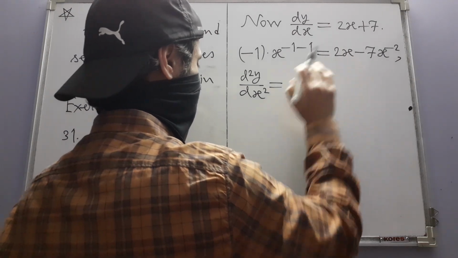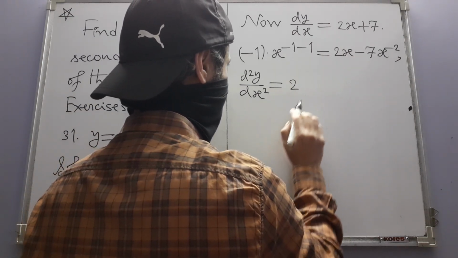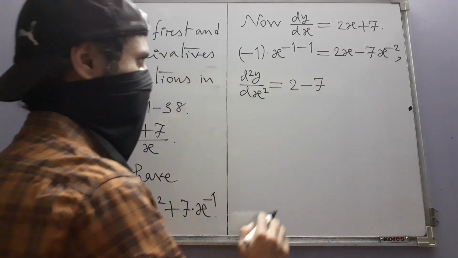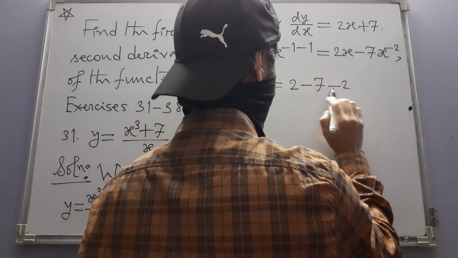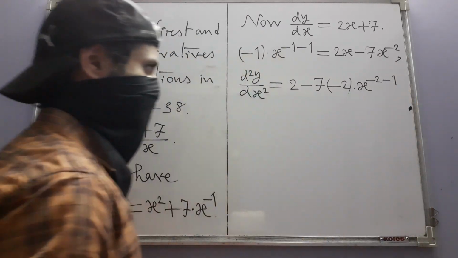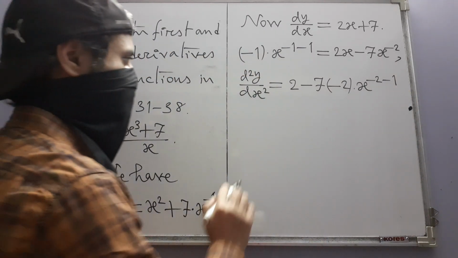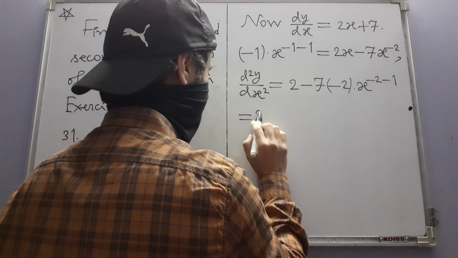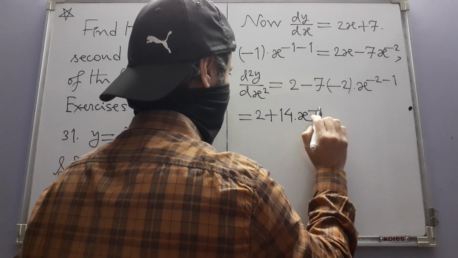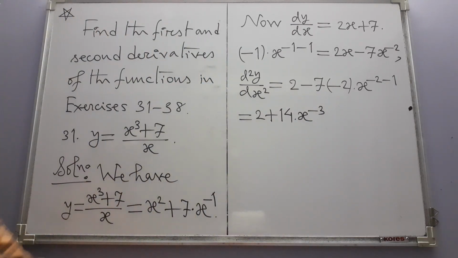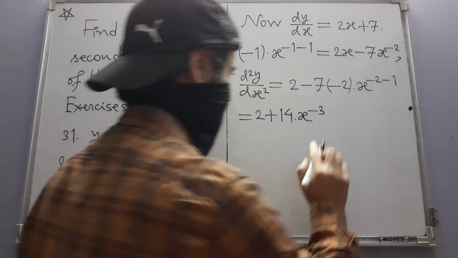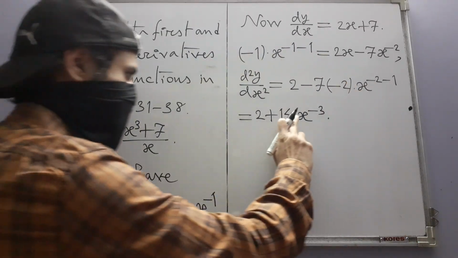So differentiating 2x, we will get 2 minus 7, and now again we once more apply the power rule. So the minus 2 comes down and then it becomes minus 2 minus 1. So that way we get 2 plus 14 times x to the power minus 3. If you want, you can keep it like this, or you can also write 14 divided by x cube. I will keep it just like this.